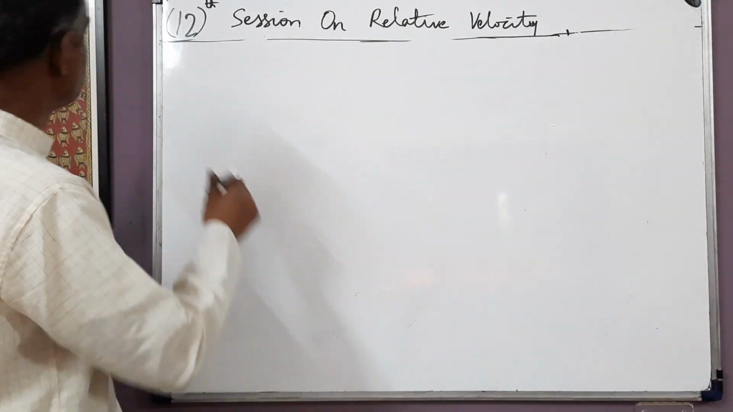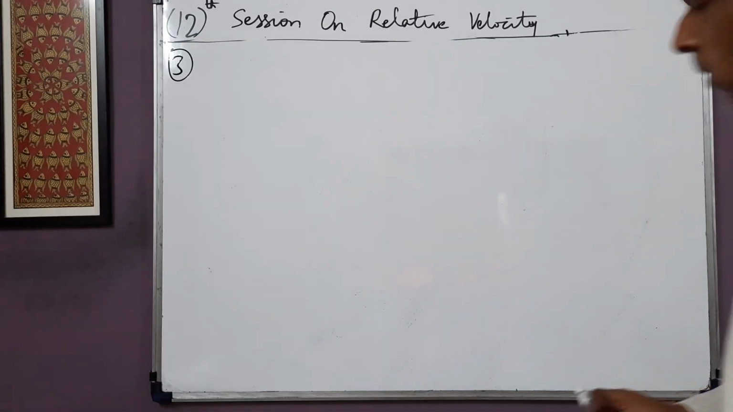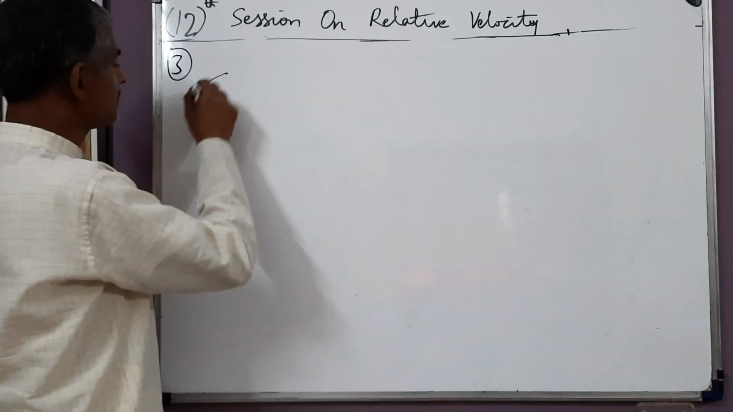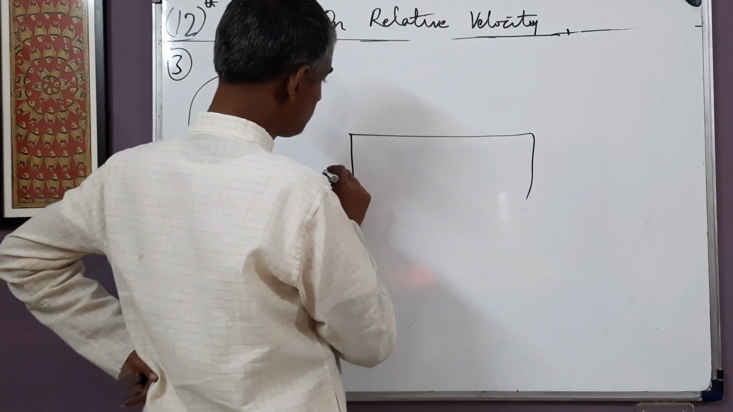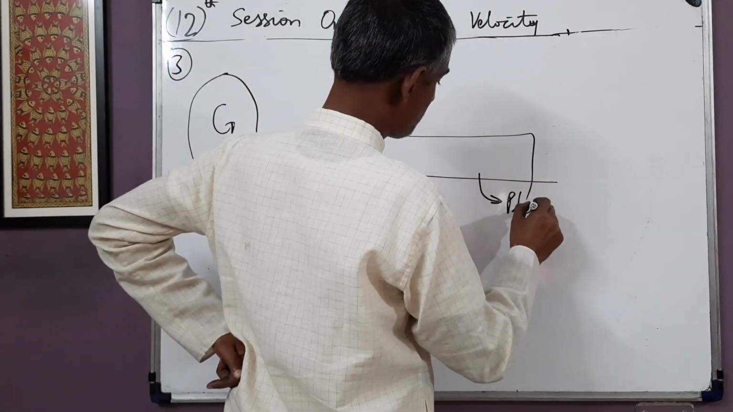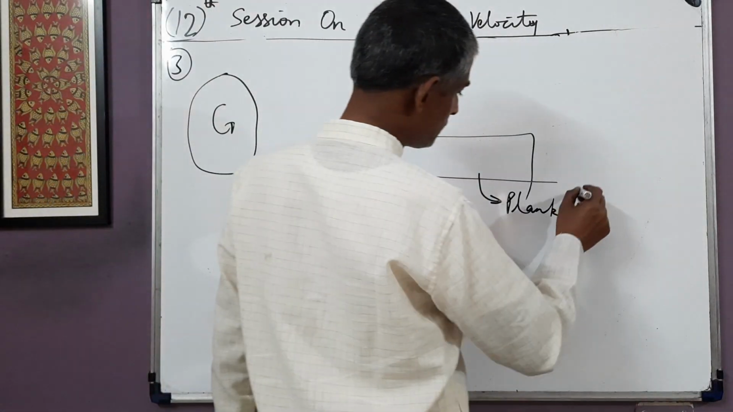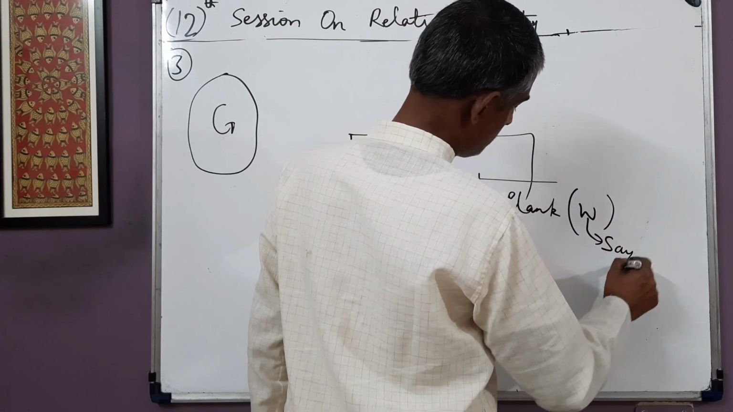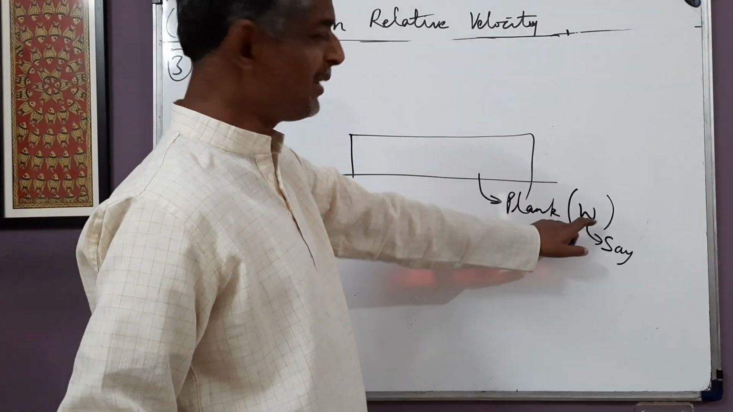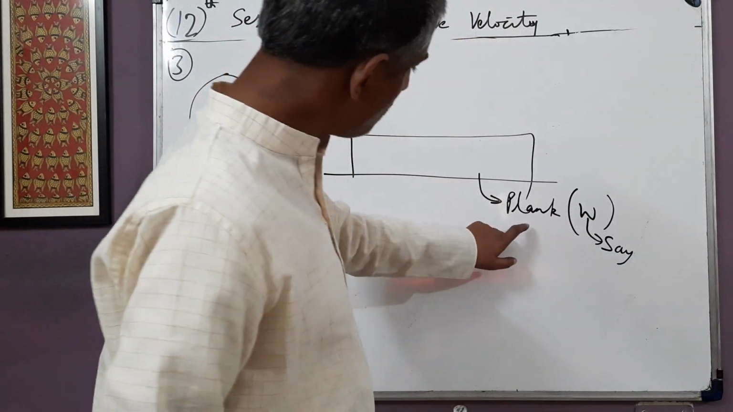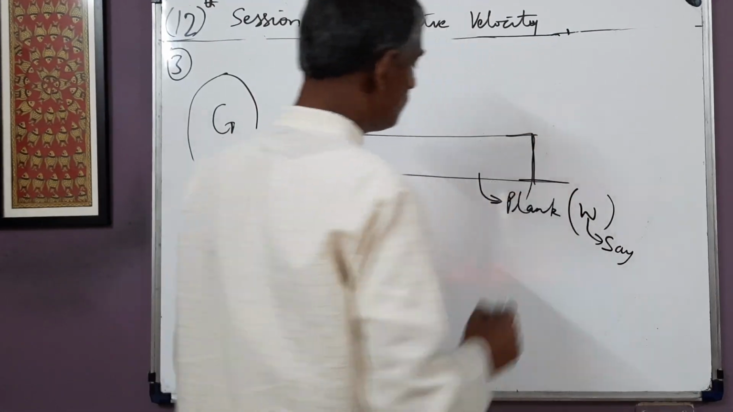I'll take up one more example. Third example. Suppose this is the ground frame and this is a plank, taken to be a rigid body. The plank is denoted by W, say. I should have denoted it by P, but P also means particle, so just to avoid confusion I am denoting this plank by W.